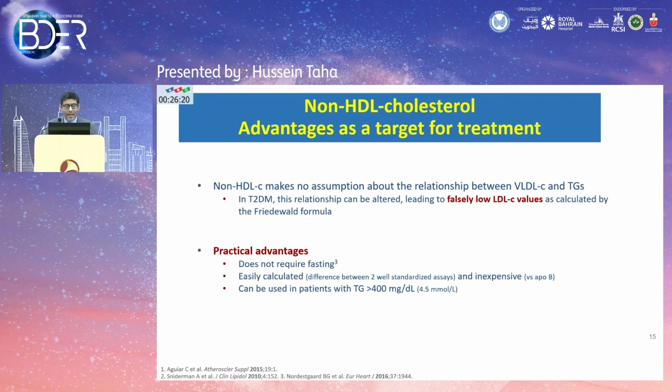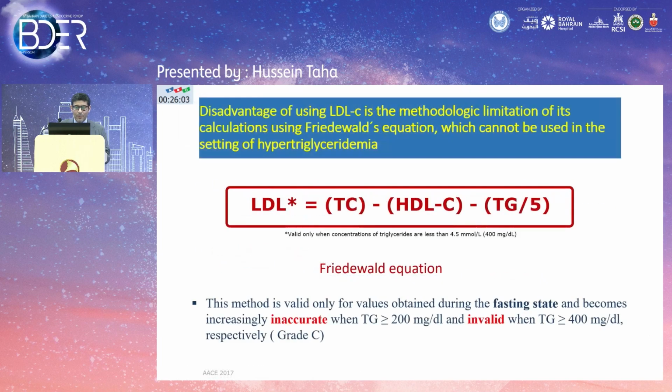What's the advantage of non-HDL measurement? It does not require fasting, it is easily calculated with standardized assays, total cholesterol minus HDL cholesterol, and it can be used accurately even when triglyceride is more than 400 milligram per deciliter. What about LDL? There are a lot of pitfalls in measuring LDL alone, because it is invalid when triglyceride is more than 400, and inaccurate when triglyceride is more than 200 milligram per deciliter. If you want to convert to millimole, divide by 88.8 or 89, and you will get the millimole level.